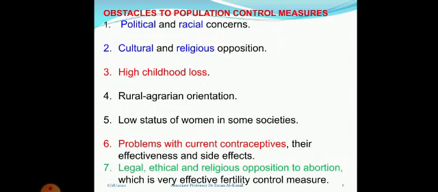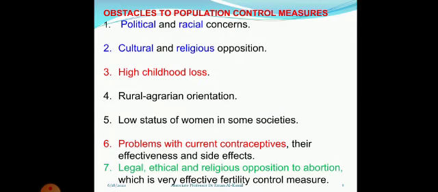High child loss: there is a large number of child losses. Many women lose their children frequently because of, for example, hereditary diseases or hereditary factors, or accidents, or many factors which cause child loss. Rural agrarian orientation, as we mentioned, because of agricultural factors. Many families work in the farm, so they need to have a large number of children, and they especially prefer to have boys in order to help them in the farm.